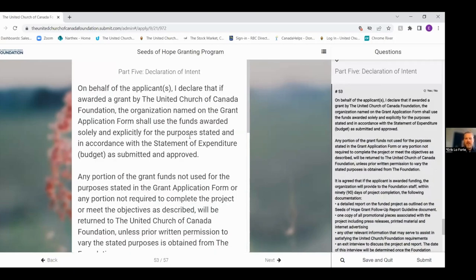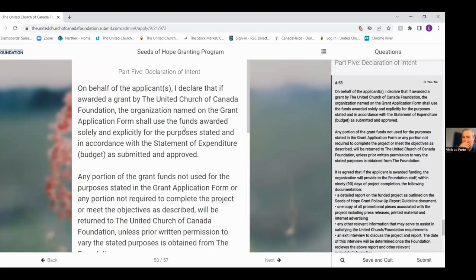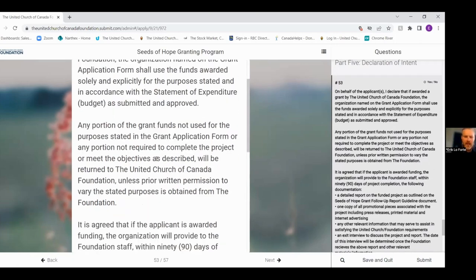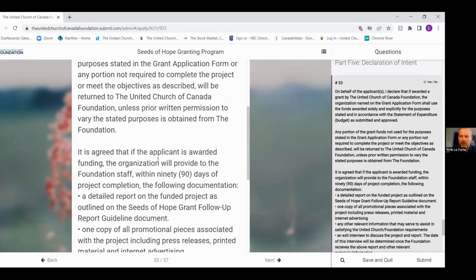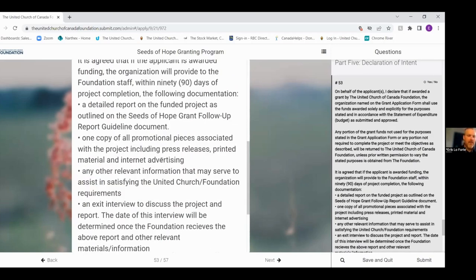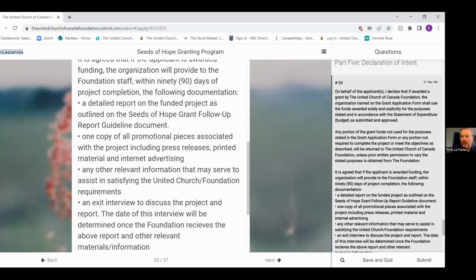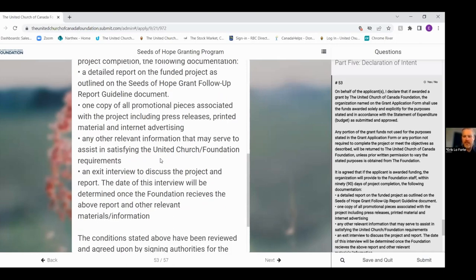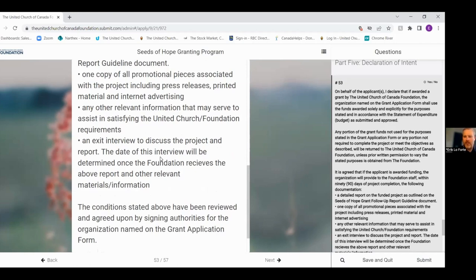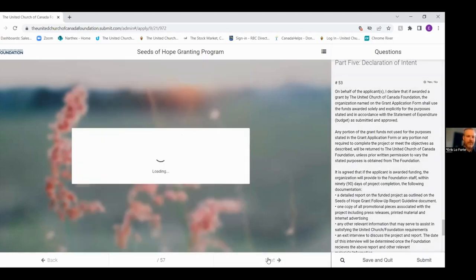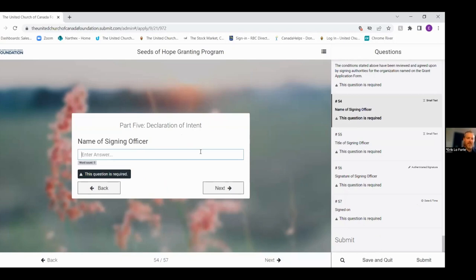So the next parts of the application are very much like the signing off in the top part. It's really just a signatory saying that we are aware of the application, we'll use the money as stated, and we agree to write a report at the end of the project. The reports are really important for us to help learn, but also to circulate these stories to others, whether the project is successful or not. Again, it goes back to that testimonial. People get really inspired by what others have done, and so using those reports is the best way we can do that.